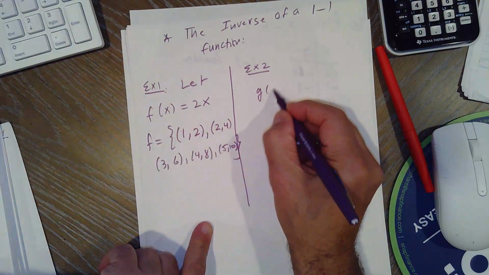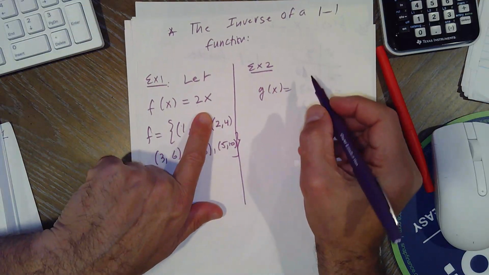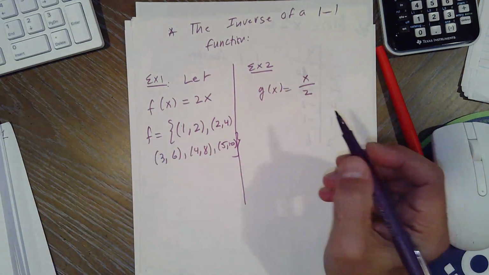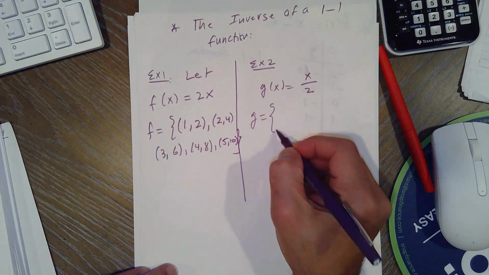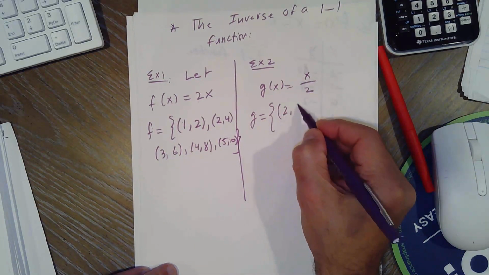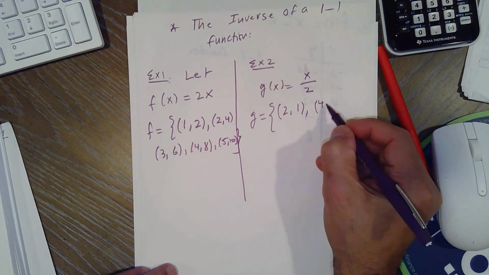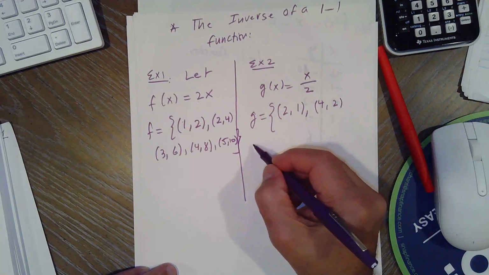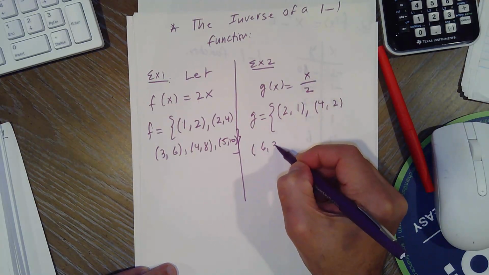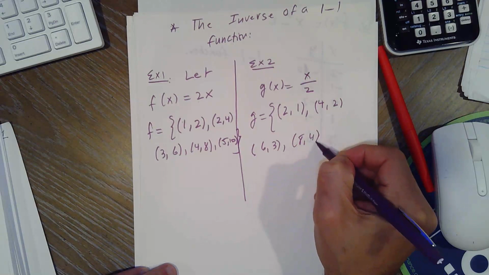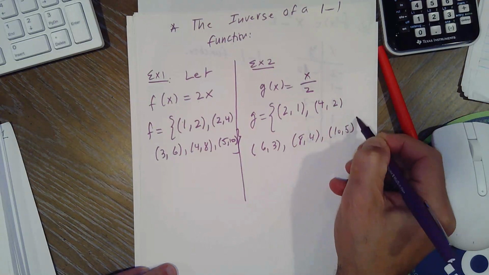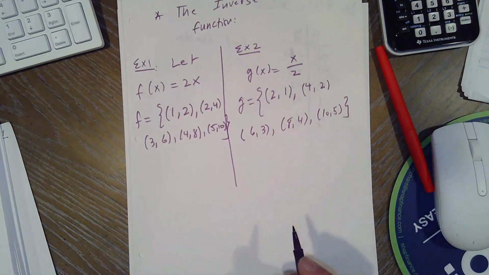Now I want to do g of x. Instead of multiplying the x by 2, I'm going to cut it in half, dividing it by 2. So let's see what happens. If I plug in a 2, it gives me back 1. If I plug in a 4, it gives me back 2. If I plug in a 6, it gives me back 3, an 8, 4, a 10, 5, and so on. I'll just be content with 5 ordered pairs.